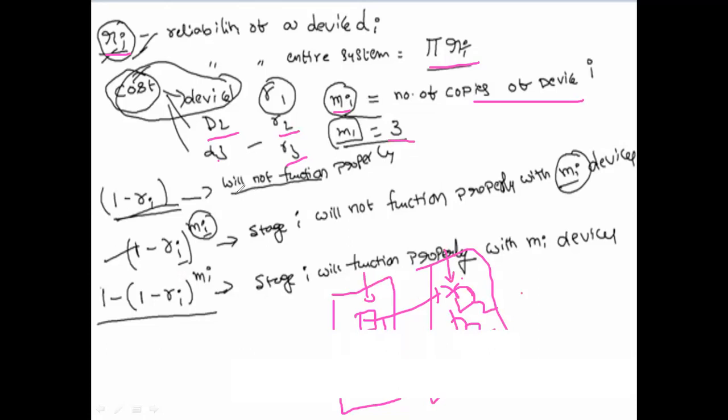And 1 minus Ri means it will not function properly. 1 minus Ri power Mi means the stage i will not function properly with respect to Mi devices. If it is not functioning properly, then 1 minus that is the probability of functioning properly with Mi devices.